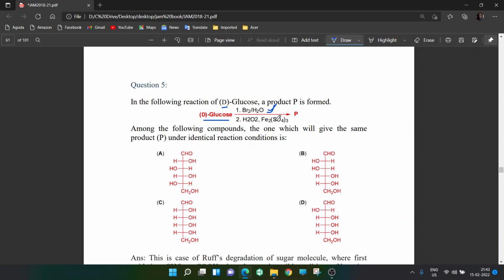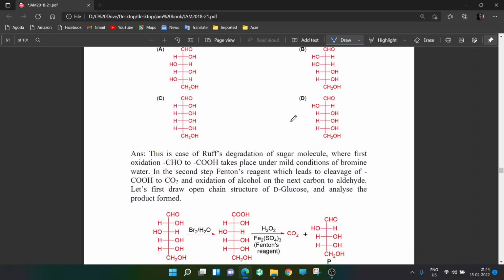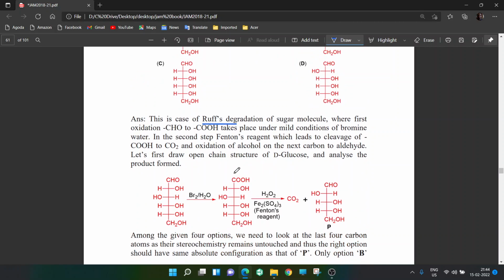H2O2 and FeSO4 is called Fenton's reagent. Okay. So let's look at what happened. So this is a classic case of what is called Ruff's degradation. So for glucose, think about it as the open chain structure. Okay. Once you add bromine water, this CHO gets oxidized to COOH.